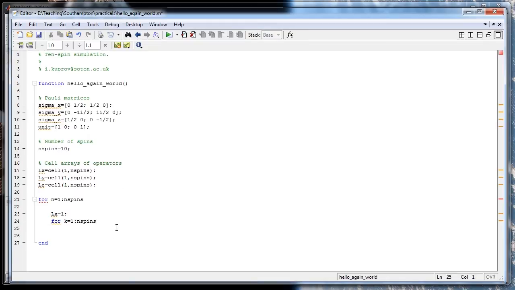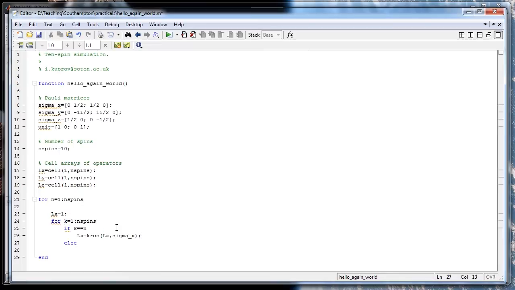Right, so we'll have an if statement here. If k happens to be equal to n, then we have to cron the sigma x Pauli matrix into Lx. So Lx will be cron Lx sigma x.